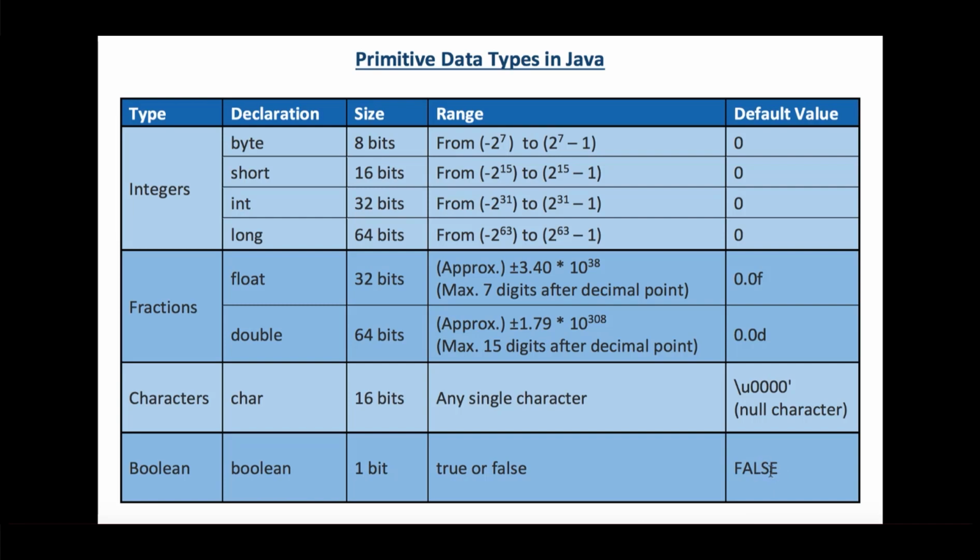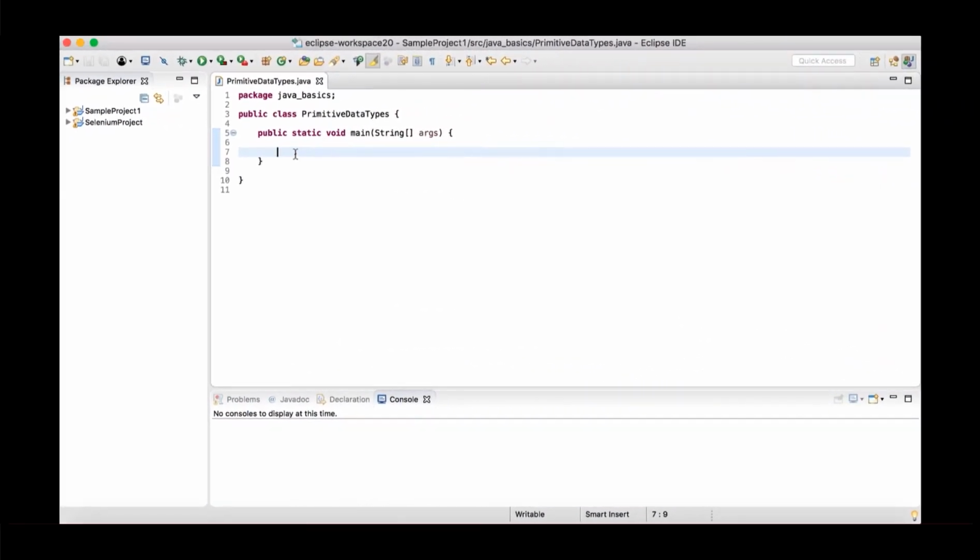Now let's go to Eclipse and see how we can actually declare these data types and initialize them and try to print their values in the console. So let us start with the integer values.